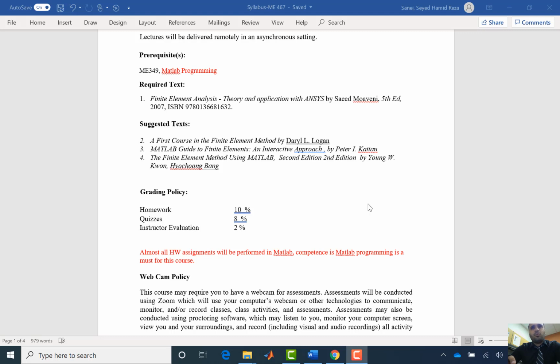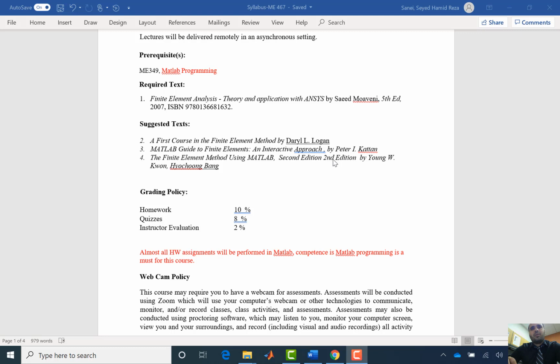The required textbook is a textbook by Saeed Moaveni, and the newest edition is the 5th edition. You don't have to buy the newest edition. I have the 3rd edition, and there is not much difference between the editions. So you could buy any edition that you find. It doesn't have to be new. You can buy used. You can get the electronic version. But make sure to have this book so it would go along with our lecture.